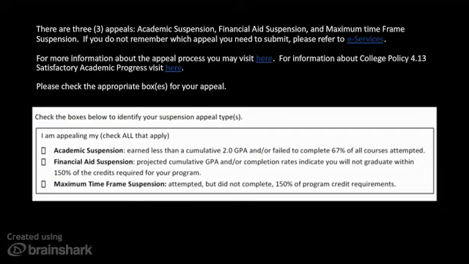For more information about the appeal process, you may wish to visit the MCTC website. Please click at the following link marked here for more information, in addition to College Policy 4.13. Be sure on your appeal form to check the box below to identify your appeal suspension type.